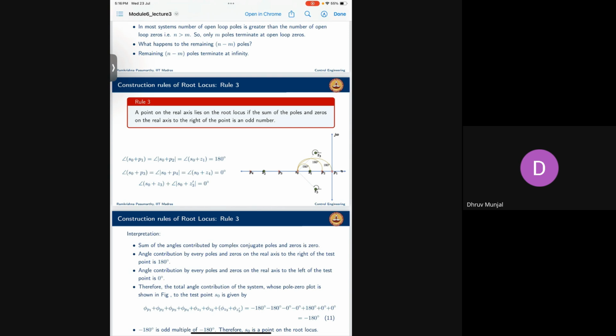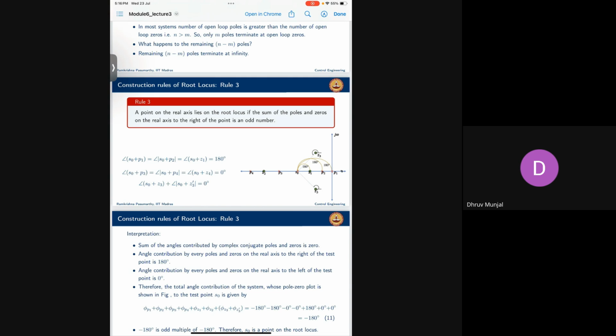You should consider poles and zeros together. Students used to make mistakes here. So you should look at combining poles and zeros to the right of your test point. If that number of poles and zeros is odd, then you can consider that test point to be on the root locus. Otherwise it is not.